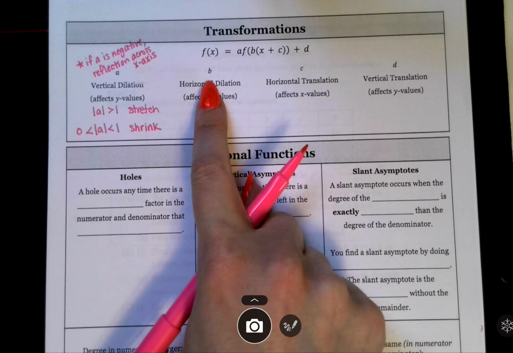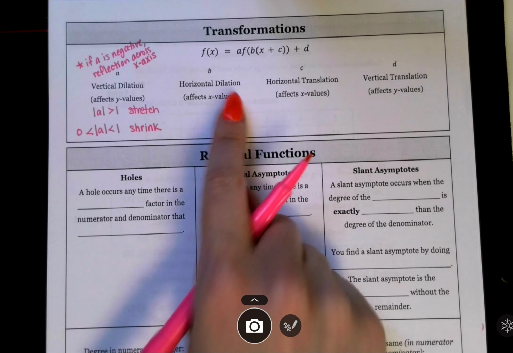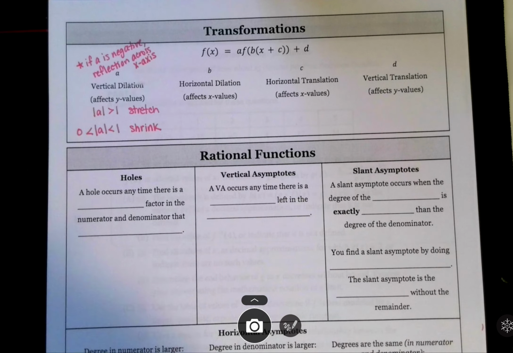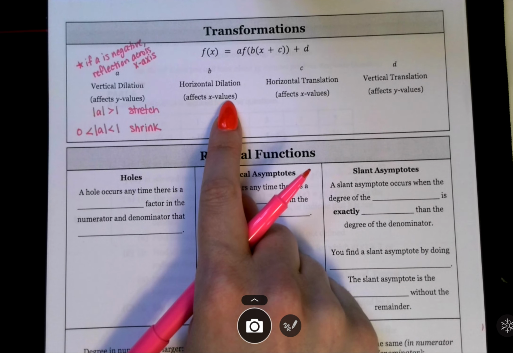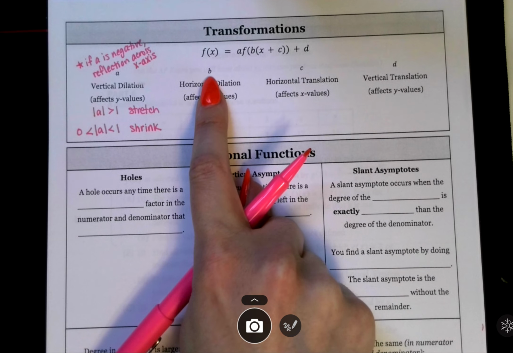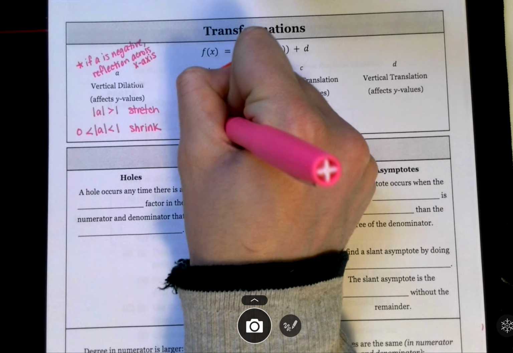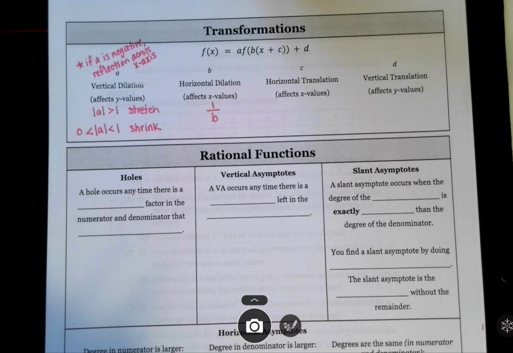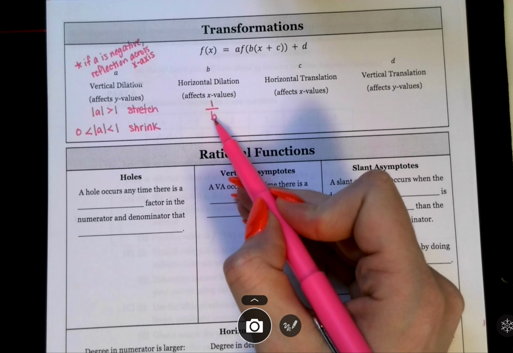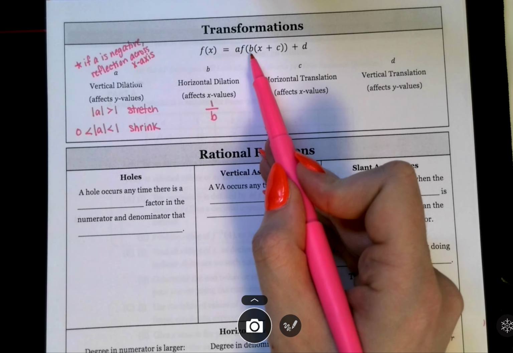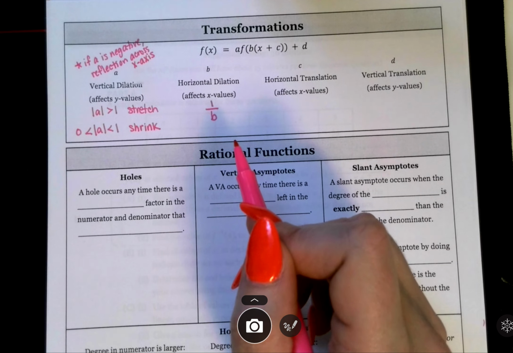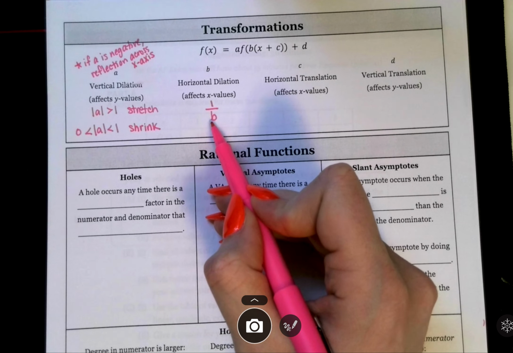Next is our B value. This is a horizontal dilation, so horizontal stretch or horizontal compression. That will affect your x values, which affects your domain. If we have a B value, it is by the reciprocal. So for example, if B is 2, I actually have a horizontal shrink by 1/2. If B was 1/3, I would have a horizontal stretch by a factor of 3, because 1 divided by 1/3 is 3.